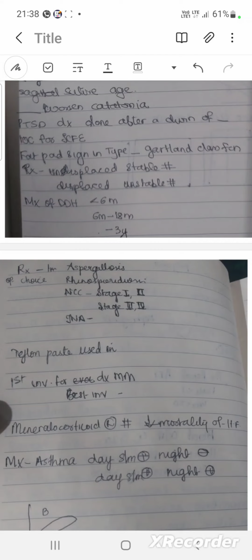Post-traumatic stress disorder is diagnosed after a duration. You can diagnose after a duration of only 1 month. Before that, if it is in the question, then it can be acute stress reaction.